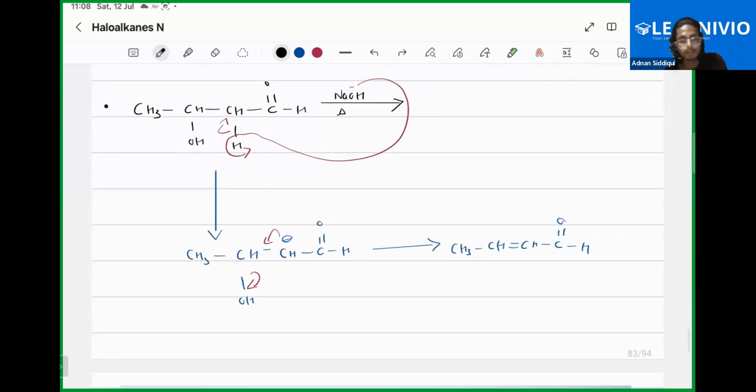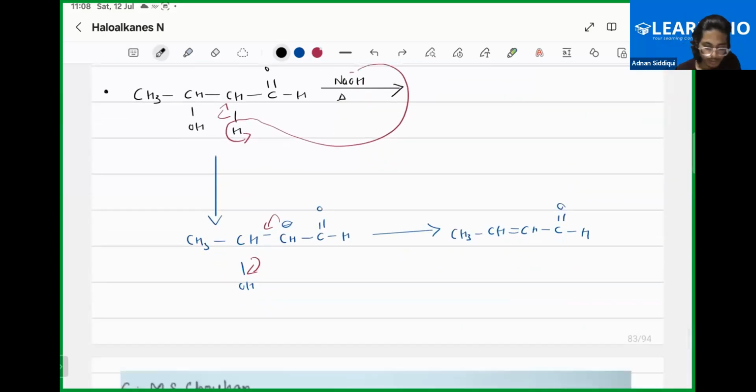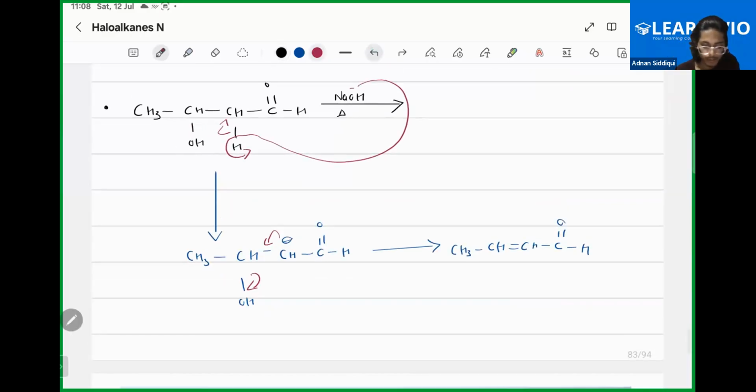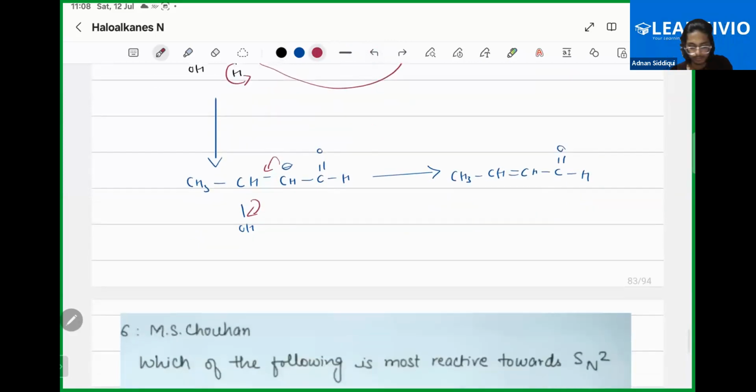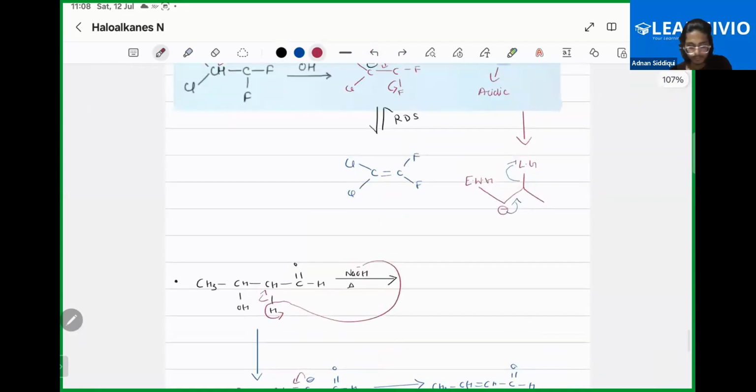Right, this is again an E1CB example. This is your bad leaving group. This is your alpha hydrogen. You have provided a basic medium, right? And you have an electron withdrawing group as well. Is it clear?